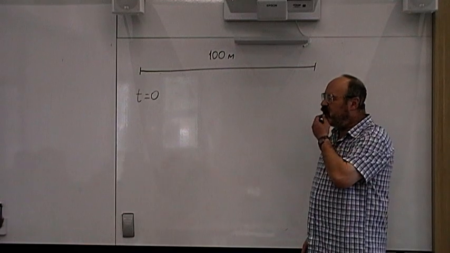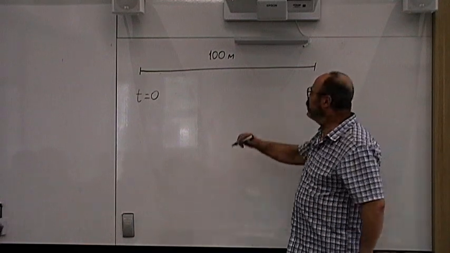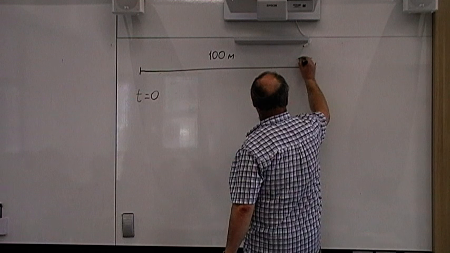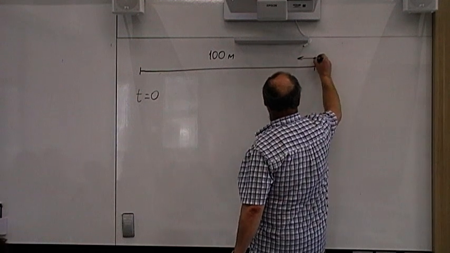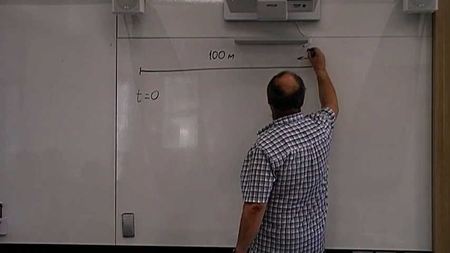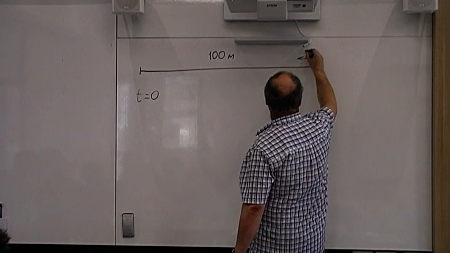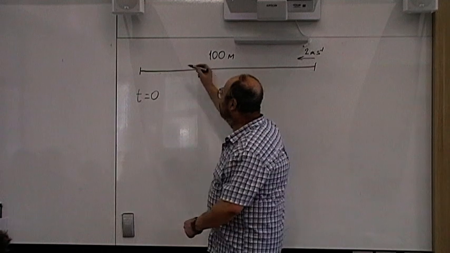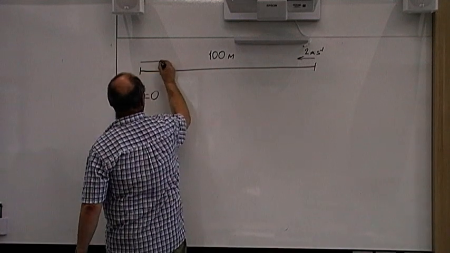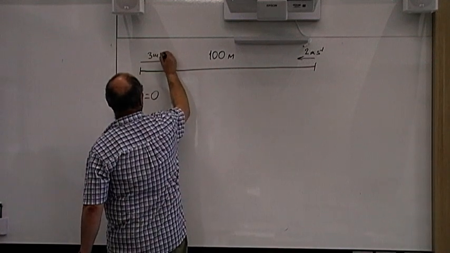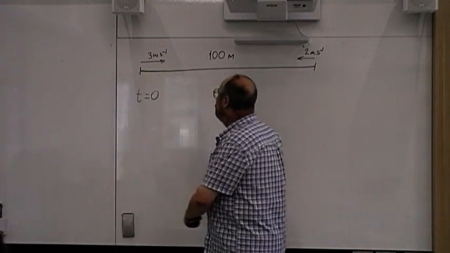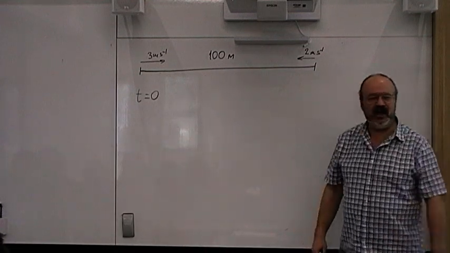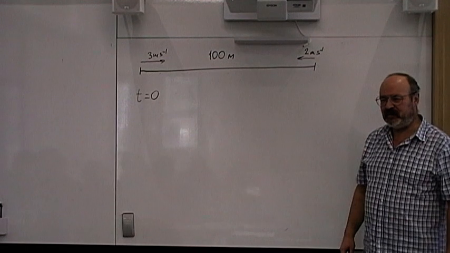Leo is still recovering after his injury, so he is moving slowly, let's say 2 meters per second, and Rob is running at 3 meters per second. The question is, where will they meet?